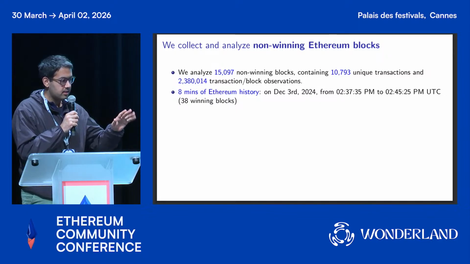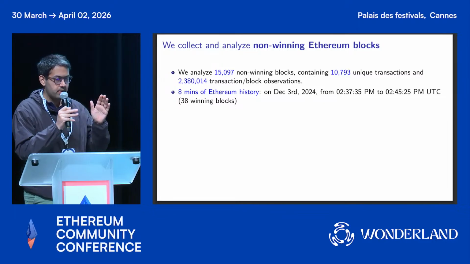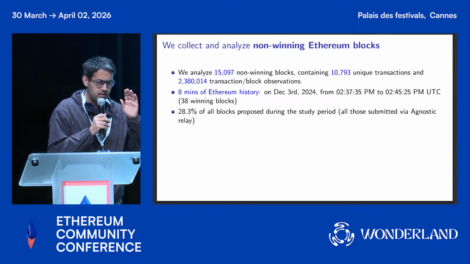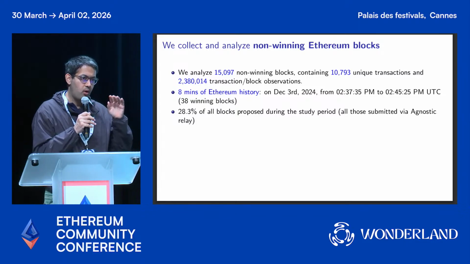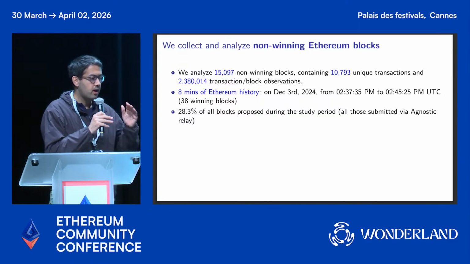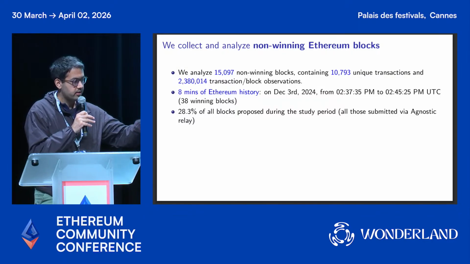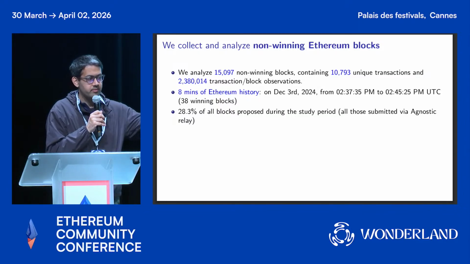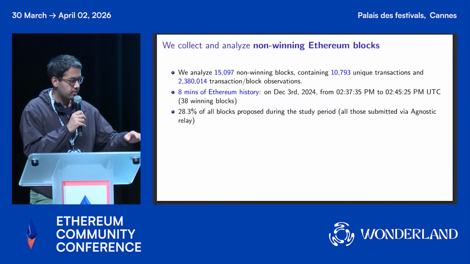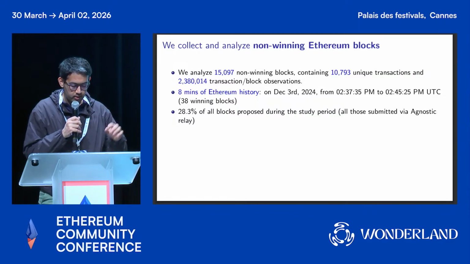We got this data from a day on December 3rd, and this accounts for a time period of around 39 winning blocks. This consists of 28% of all blocks that were proposed during the study period, and we got this data from Agnostic Relay, so we only have access to the blocks that went through that relay. Around this time period, this was around 28.3% of all the blocks across all the relays.